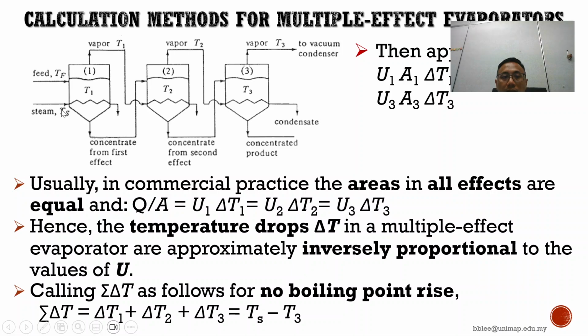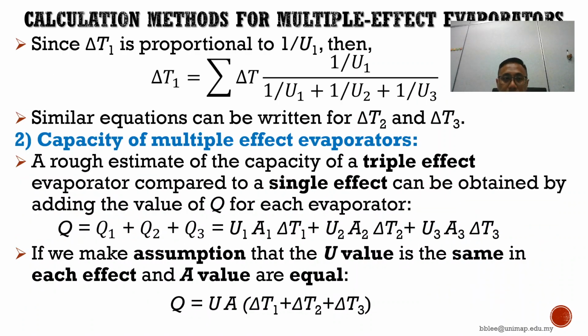The inlet steam temperature should be equal to the temperature of the condensate coming out from the final effects, minus the difference. Then delta T1 is proportional to 1 over the overall heat transfer coefficient for the first effect. You can see here delta T1 is proportional to 1 over U1. To get this equation, you actually have to rearrange the equation.